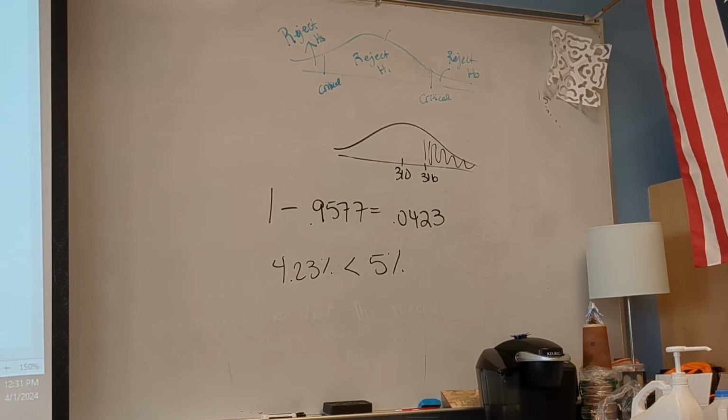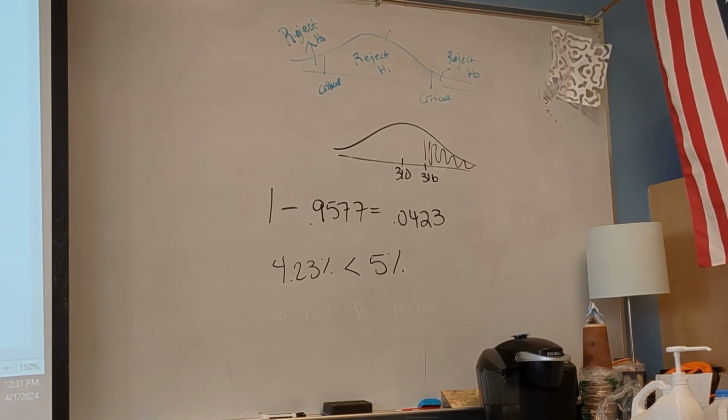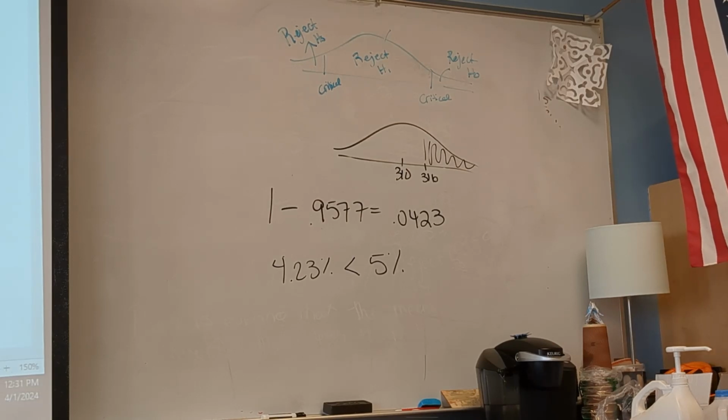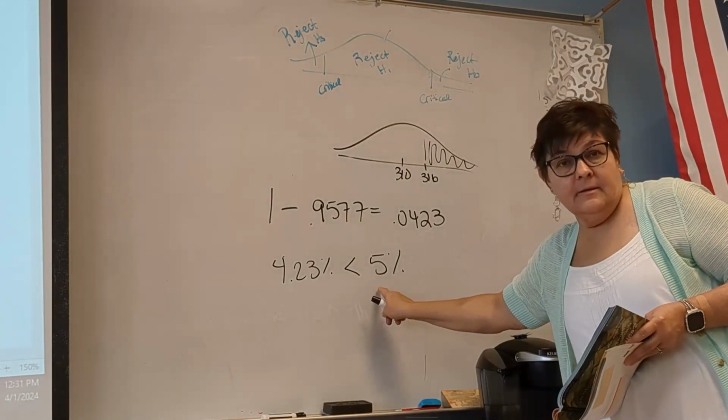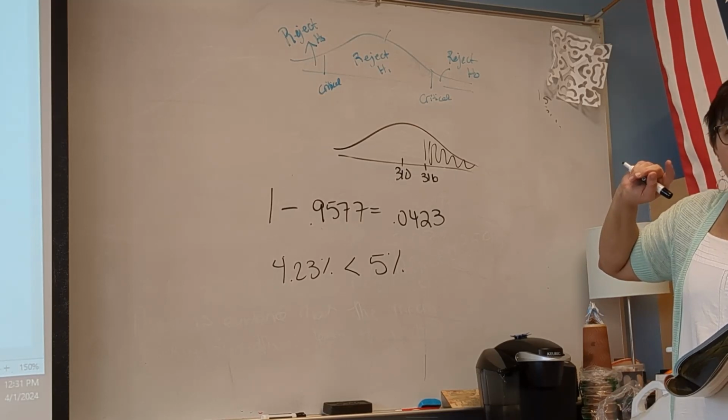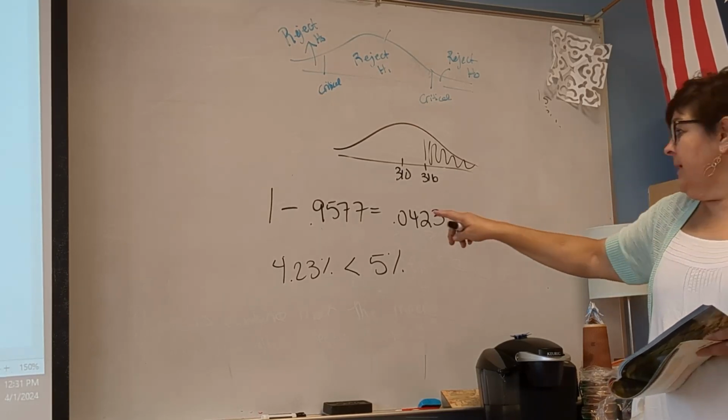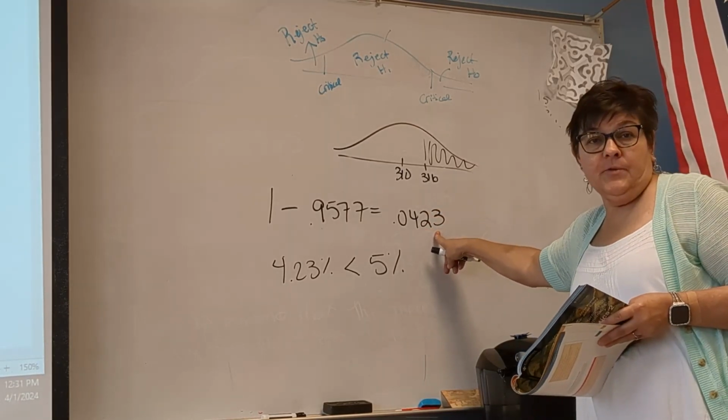Reject the null, right? Yeah. Why is it less than? Why is this less than this? Is that what you're asking? Why are we using a less than sign? We're just showing that this right here is 4.23%.